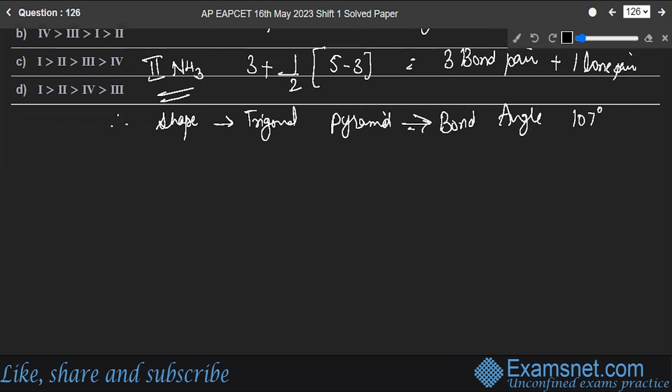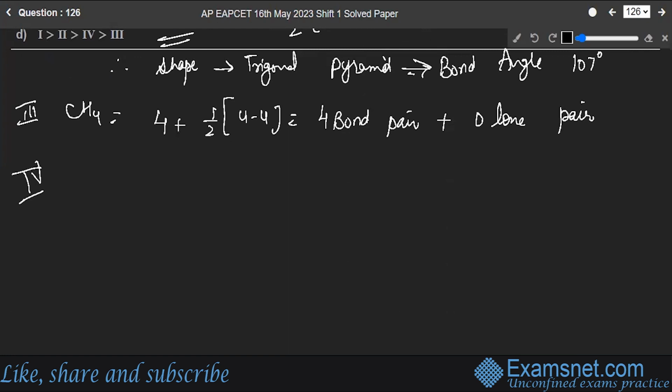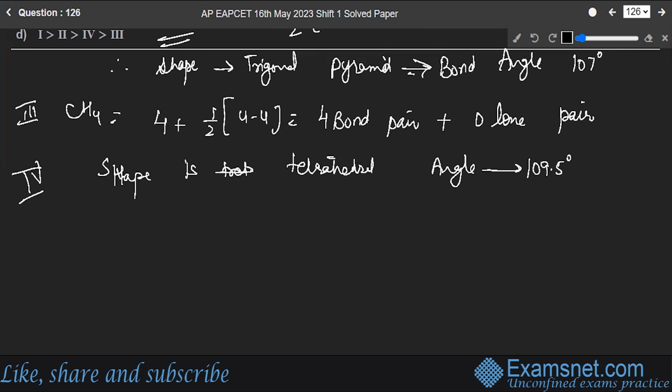The third one, you have CH4. This is 4 plus half of 4. That means it is having 4 bond pairs and 0 lone pairs. And the last one, which was it? SO2. Okay, first the shape over here. Shape will be tetrahedral. So the angle is 109.5 degrees.